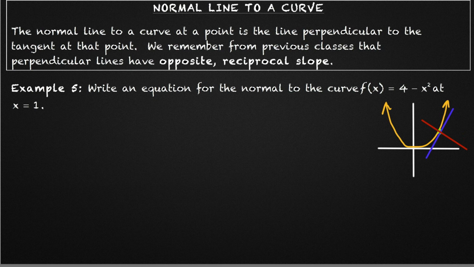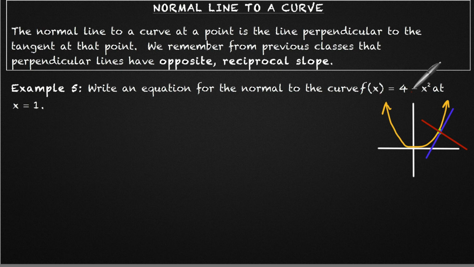What do we know about lines that are perpendicular? They have opposite reciprocal slope. Opposite meaning different sign, reciprocal meaning flip the numerator and denominator. So we need to first find the slope of the tangent line, just as we've been doing in the last two examples, and then flip that and change the sign, and we've got the slope of the normal line. So let's see if we can go ahead and do that.